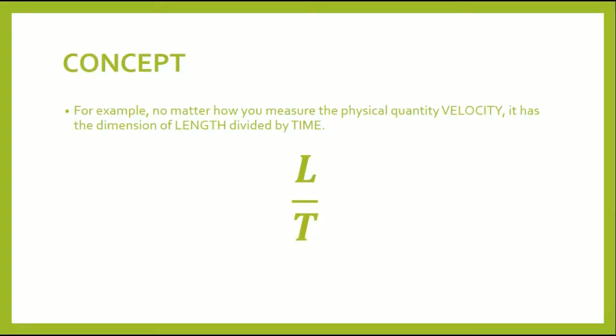Now, let's know the five fundamental dimensions. We have length, mass, time, temperature, and charge. For example, no matter how you measure the physical quantity velocity, it has the dimension of length divided by time. So according to the representation, L over T.